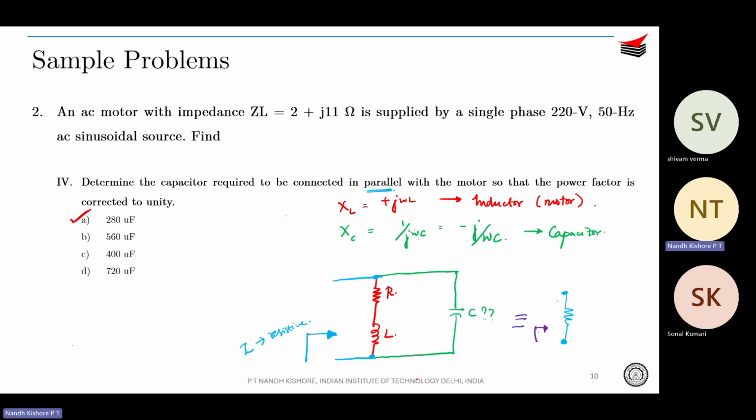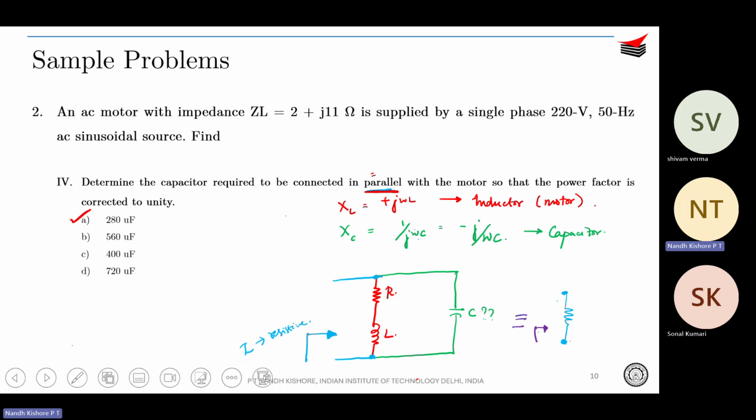Did you understand this? We have put a resistor in, we have put a capacitor in parallel so that the overall impedance is resistive. It doesn't mean that if ZL is equal to 2 plus j11, then I will add minus j11. Read the question very carefully. They have put a capacitor in parallel, not in series. If it was in series, you could say 2 plus j11 minus j11, right? But it is in parallel, which means that it is not straightforward.